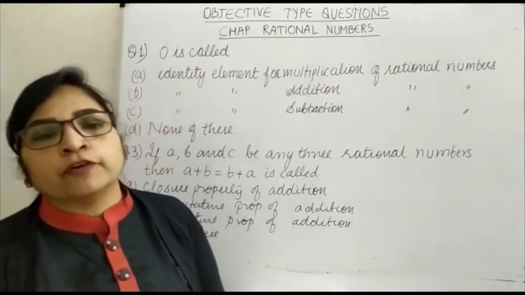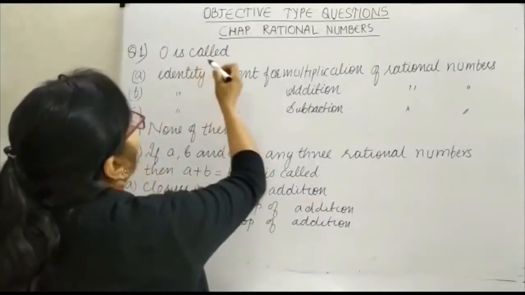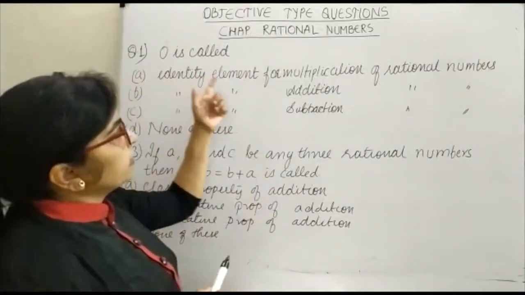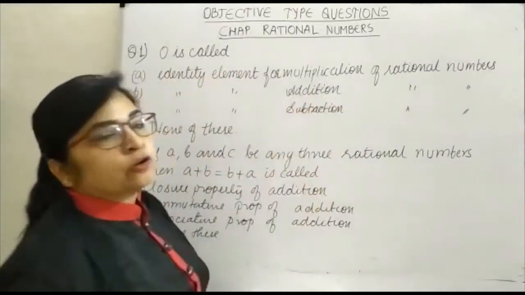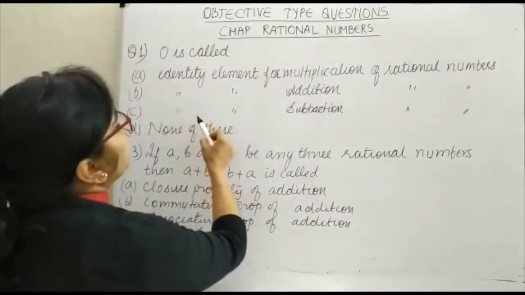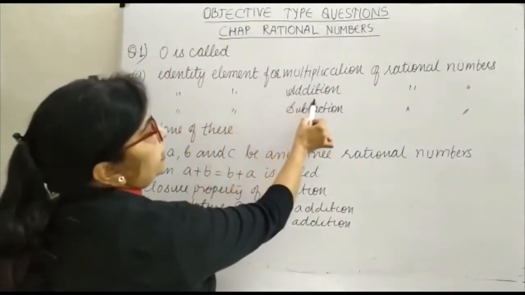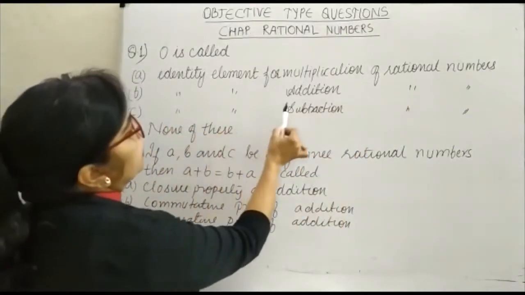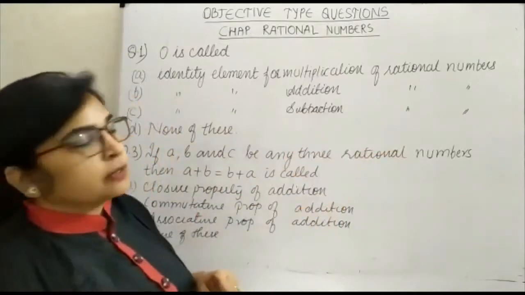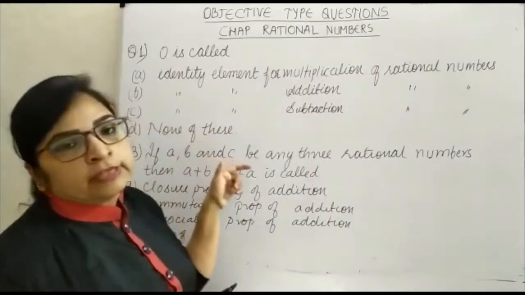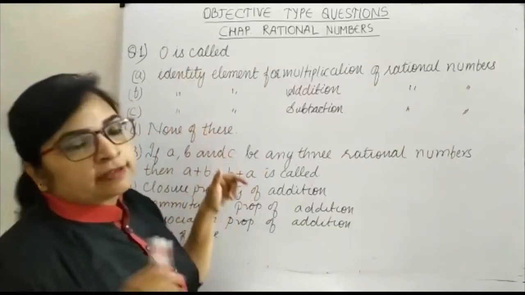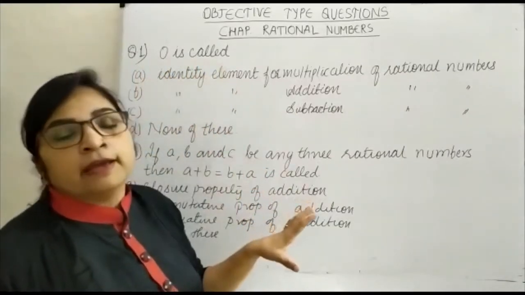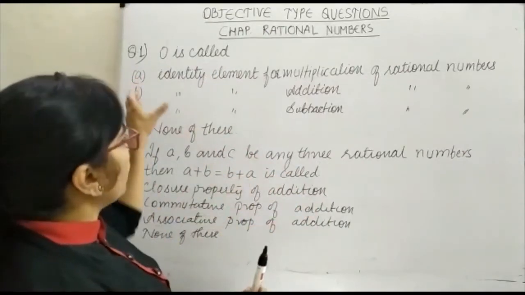Our first question for discussion is: zero is called, आपको बताना है zero is called. Option A, identity element for multiplication of a rational number; option B, identity element for addition of rational number; option C, identity element for subtraction of rational number; and option D, none of these. आपको इन चार ऑप्शन में से एक ऑप्शन टिक करना है.